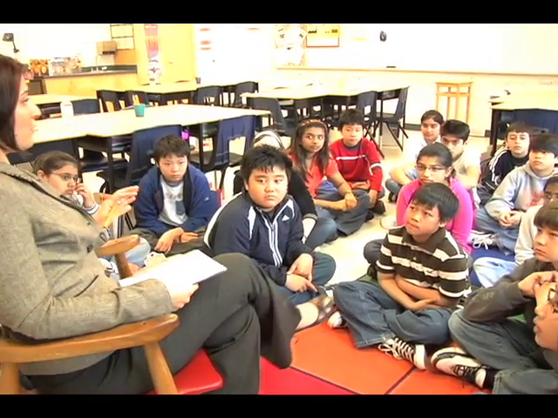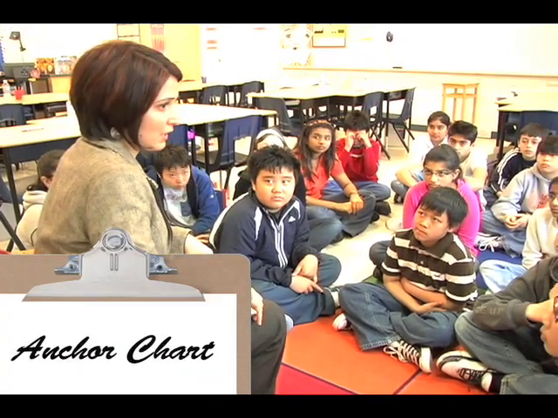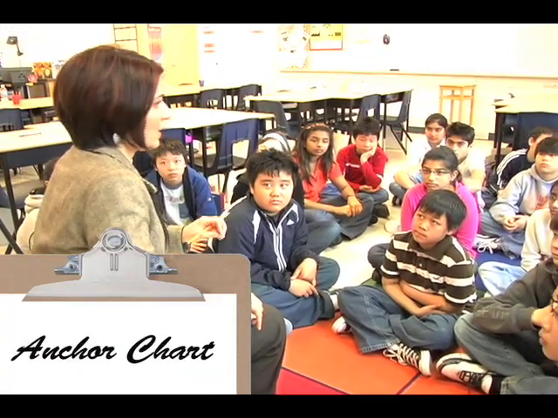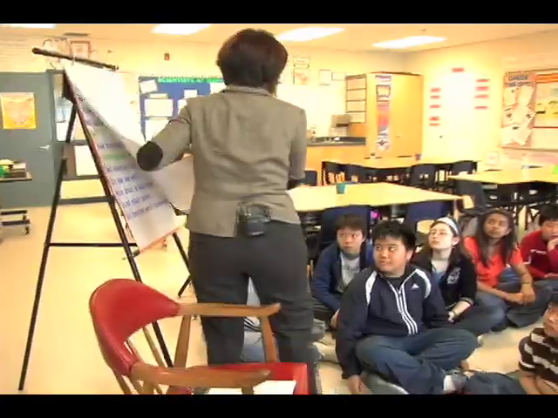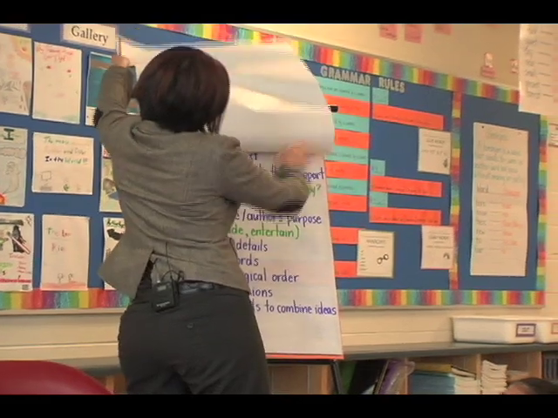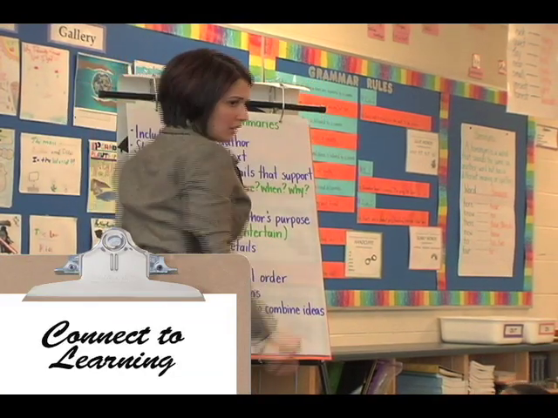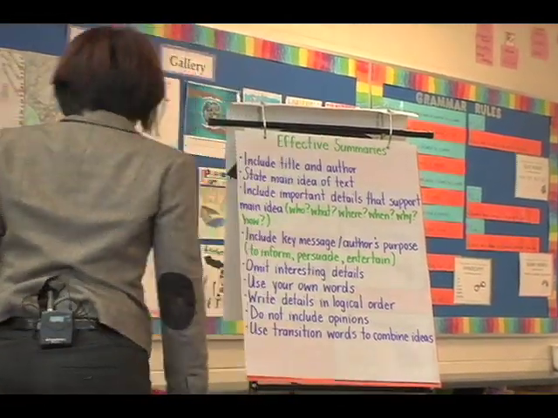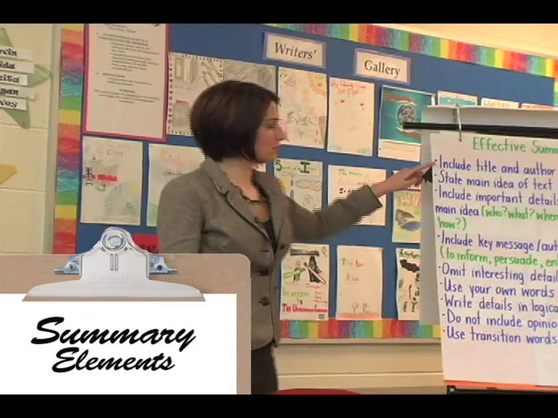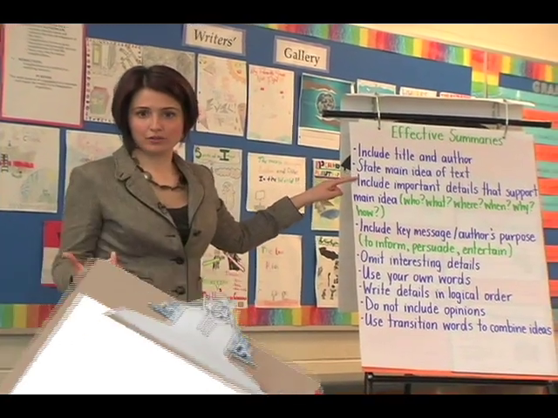Now, before we move on, I want to review the anchor chart we created together on what effective summarizing is. So I'm going to turn to the sheet right here, and I had it covered so that when you talked with your partners, you'd be using your own ideas. Okay? Effective summaries include a title and author. They state the main idea of the text, and that came out a lot in your discussions.